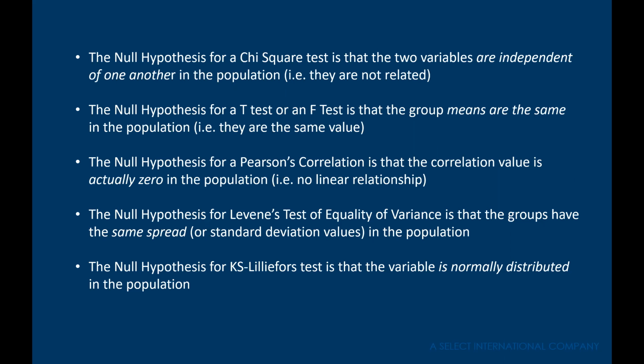So you can see why understanding the null hypothesis is absolutely critical, because you've got to know what it is you're accepting or rejecting when you look at the p-value. So that's critical. That's one of the golden rules. Let's look at an example of this.